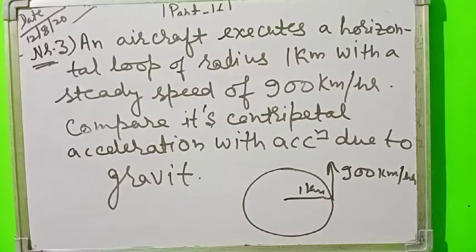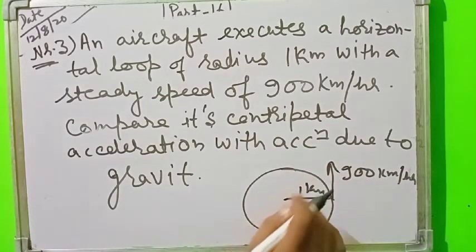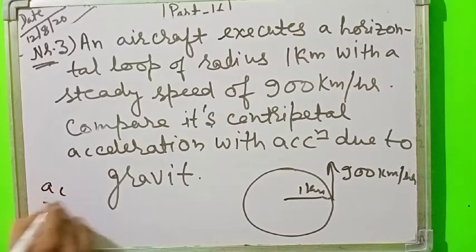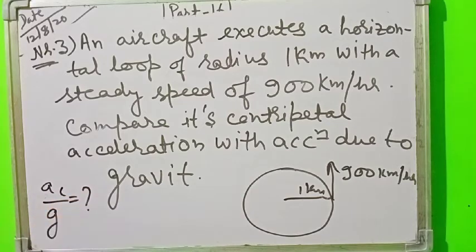Compare. So first of all, things are given. Speed is given, radius is given. Then a_c is equal to v square upon R. We can calculate the centripetal acceleration and then divide it by the acceleration due to gravity. Then we get the ratio of centripetal acceleration with acceleration due to gravity, that is a_c upon g. This thing we have to find. So easily we can find it, a very simple question.